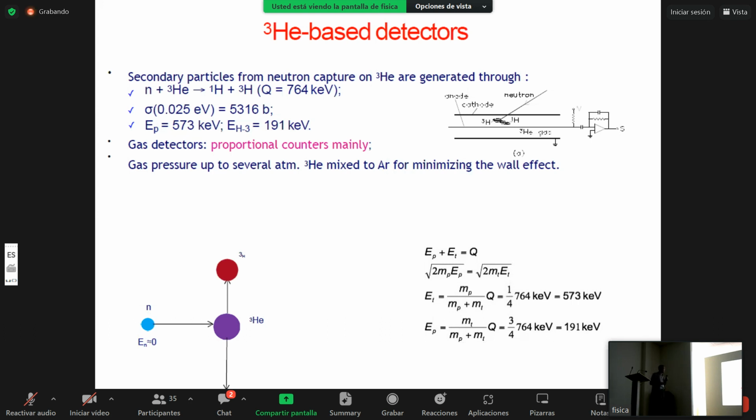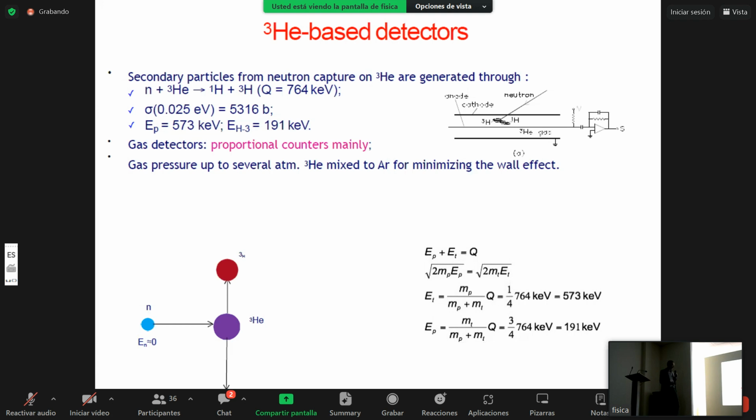And the cross section is pretty high, almost 5,000 barns. And these two particles are moving in opposite directions and lose their energy through the ionization process and create electrons along the track. And all these electrons, like in a typical counter, drift towards the anode and create an avalanche. And this avalanche gives rise to an electric signal, which is processed and can be measured.